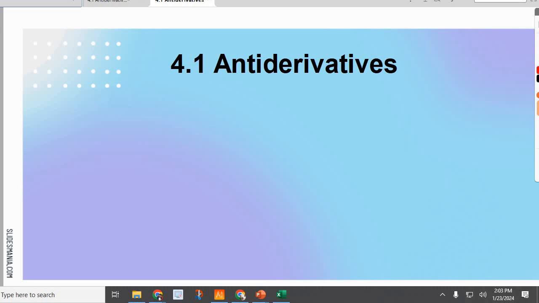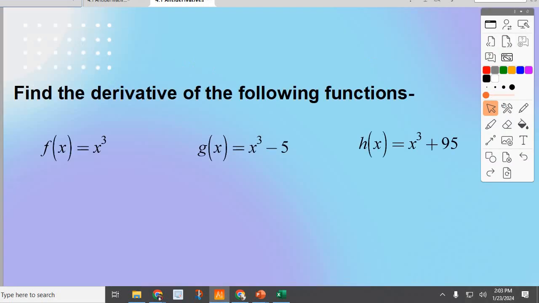Okay. But first, we have to work our way up to that by figuring out what an antiderivative is. What does the prefix anti mean? Opposite. So we're talking about the opposite of a derivative, or basically going backwards.